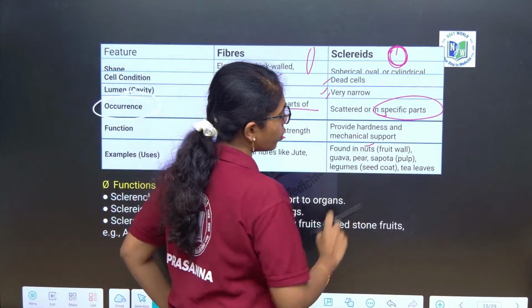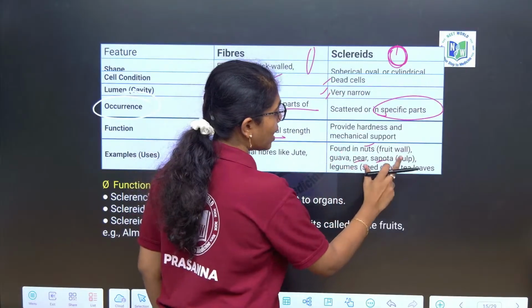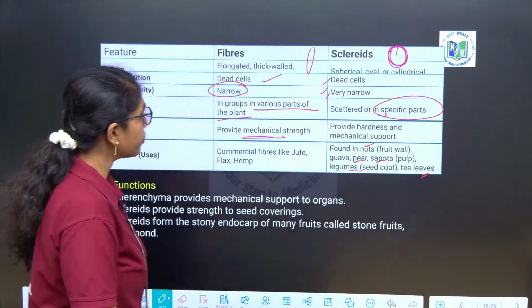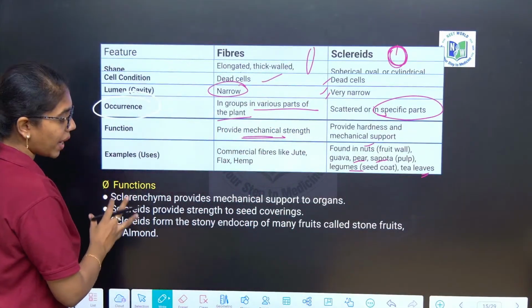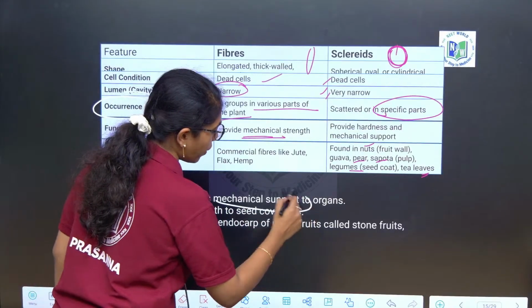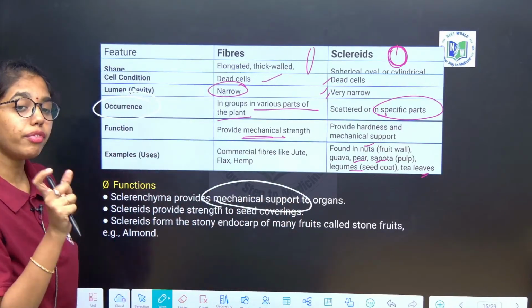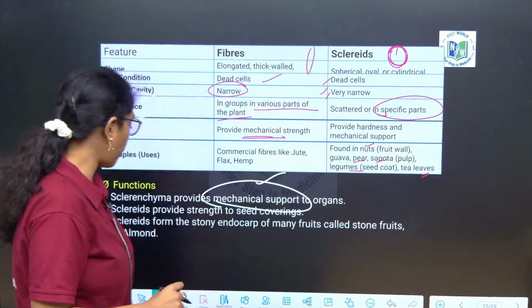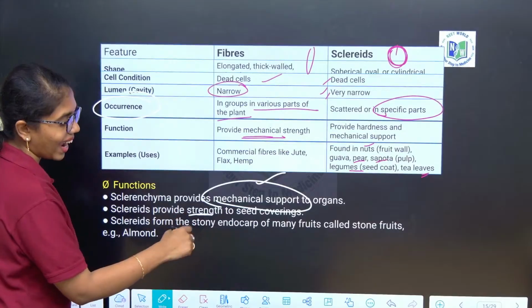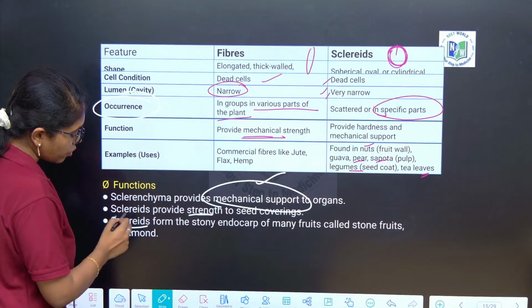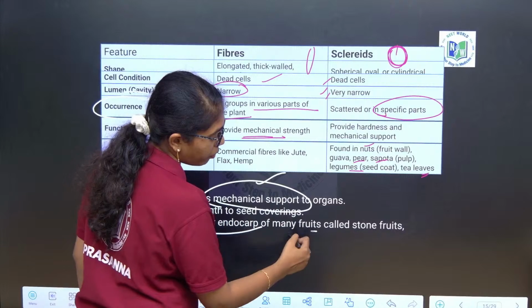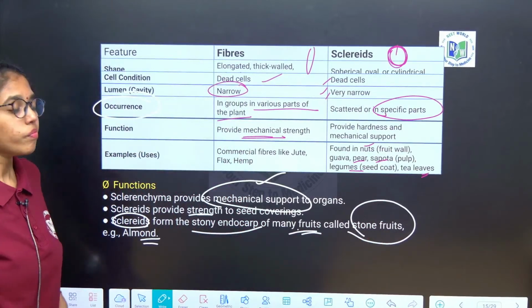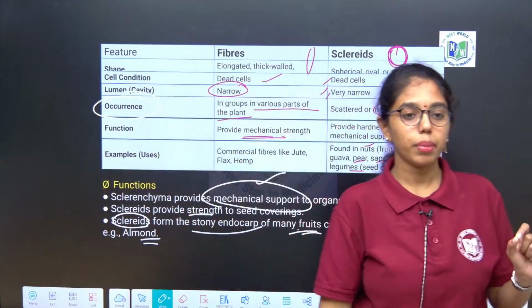They are found in the fruit wall of nuts, pulp of guava and sapota, seed coat of legumes and on tea leaves, okay. And the main function of sclerenchyma is to provide mechanical support. So the common function of collenchyma and sclerenchyma is what? To provide mechanical support. Sclerites provide strength and seed coverings. Sclerites form the stony endocarp of fruits called stone fruits, for example almond, fine. So this is all about simple permanent tissues.